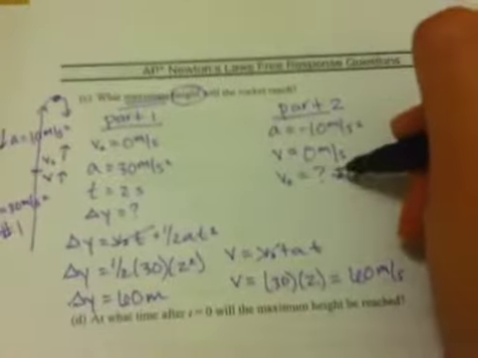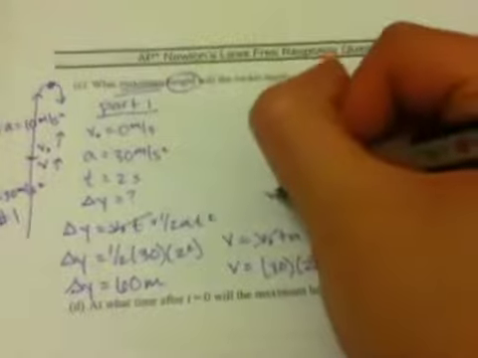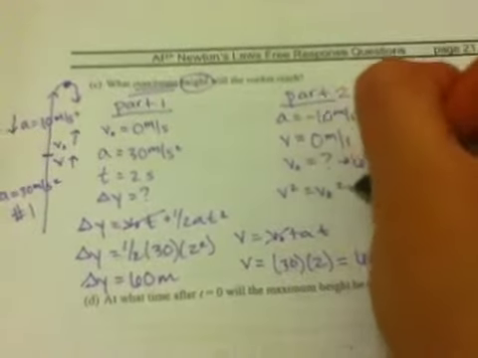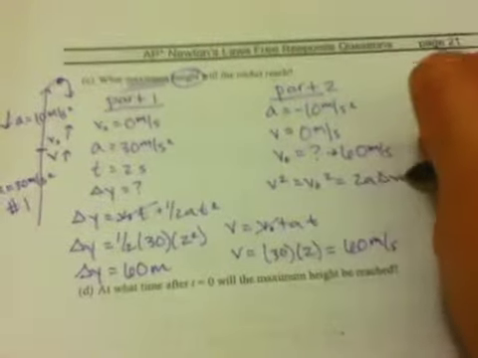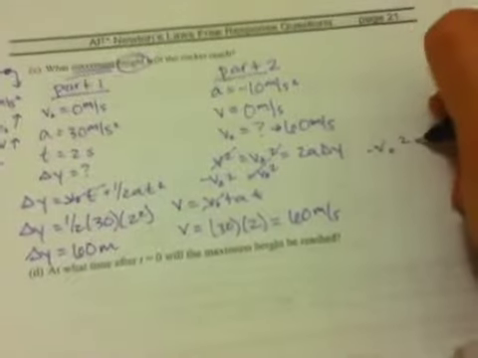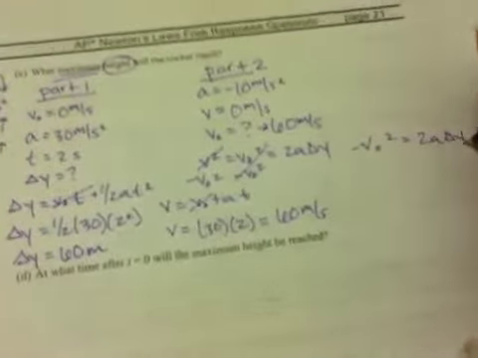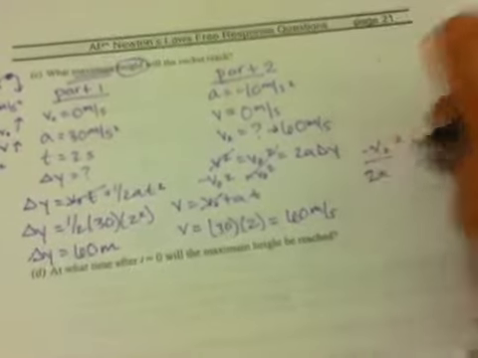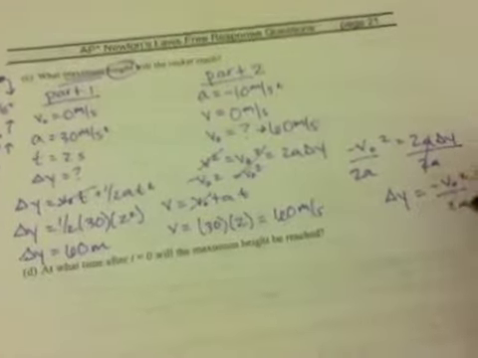So we've got all of this. We don't have the time, so probably the best equation to use right here is v squared equals v naught squared plus 2a change in y. We know v is 0. Subtract v naught squared from both sides, so we get negative v naught squared equals 2a change in y, divided by 2a. And so we get change in y equals negative v naught squared all divided by 2a.